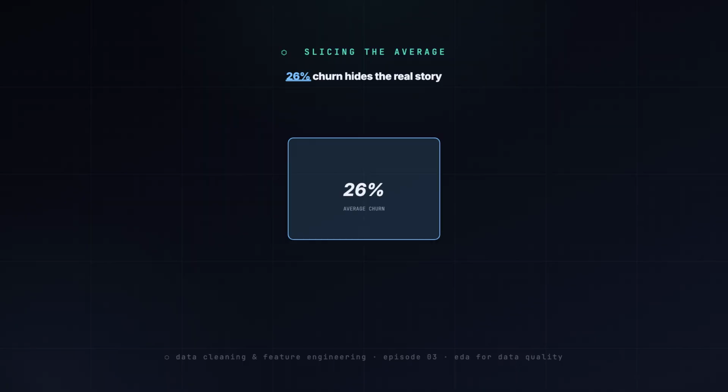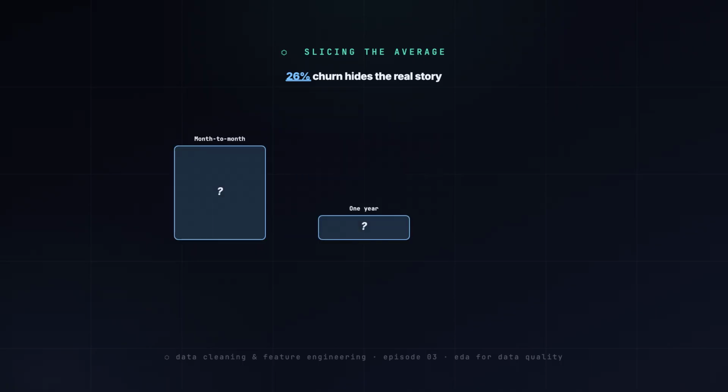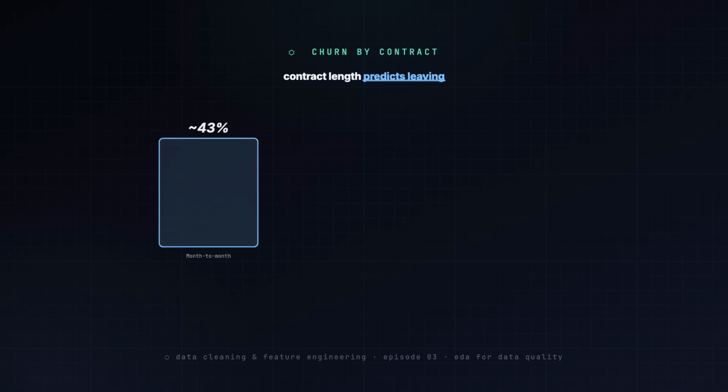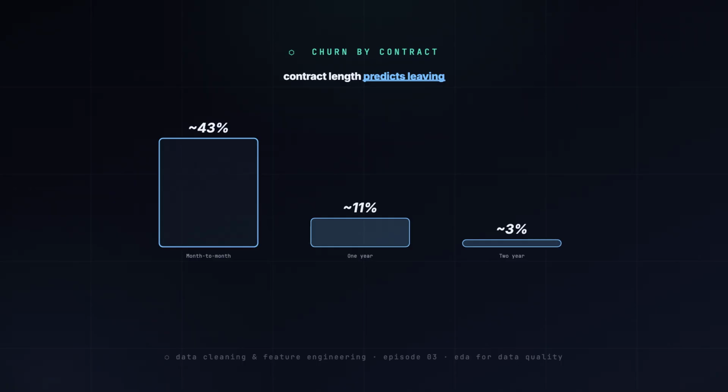A raw 26% average hides the real story, so we slice it, group by contract type, and the picture is dramatic. The answer is hiding inside the segments. Look, month-to-month customers churn around 43%, but 1-year contracts only about 11%, and 2-year contracts almost never leave. The contract length is one of the loudest signals in the whole table.